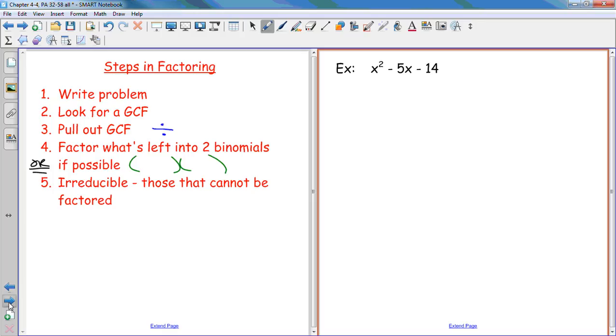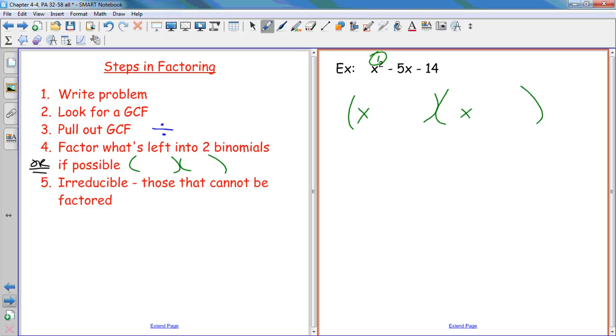This is like the one we did last night, because there's no greatest common factor. First, you have to write down the problem. Mine's already written down for me, so write it down. Look for a greatest common factor. I do not have a greatest common factor of 1, 5, and 14. So what do I do next? I factor what's left into two binomials if I can. How do I know if I can? Step 1, split the x's.